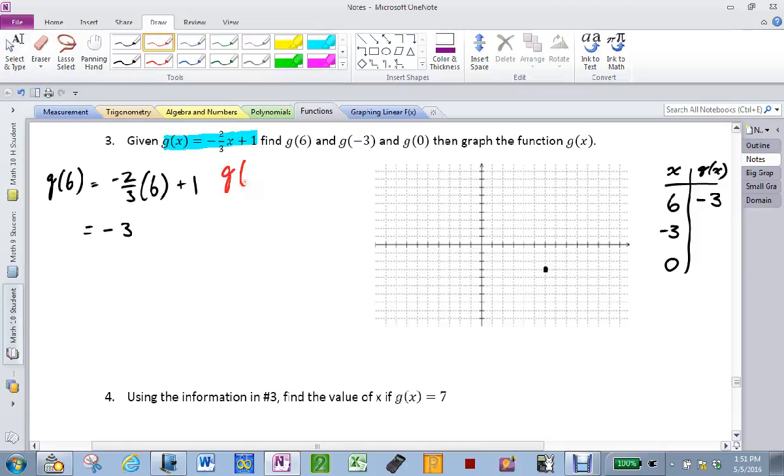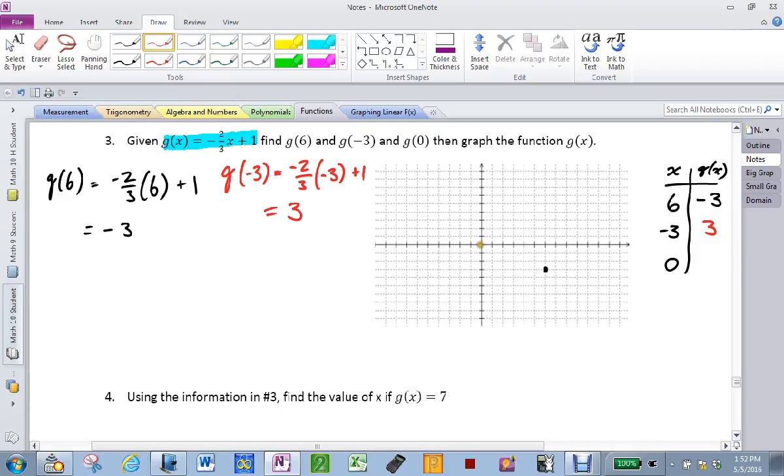What is my next input? Negative 3. So what goes in the equation? Negative 2/3 times negative 3 plus 1. 2 negatives make a positive, yes? And what happens to these 3's? They cancel. So this negative 2 becomes positive 2, yes? Plus 1. What is 2 plus 1? 3. So when my input is negative 3, what is my output? Positive 3.